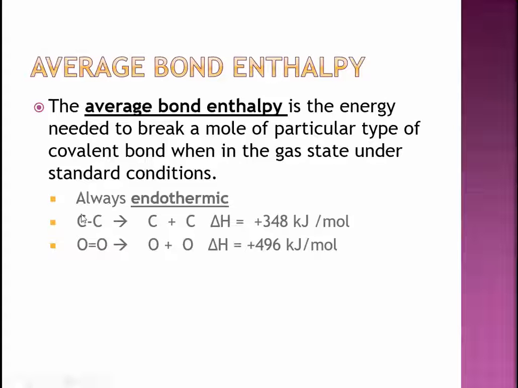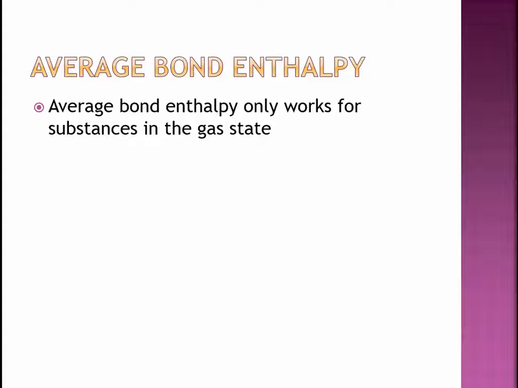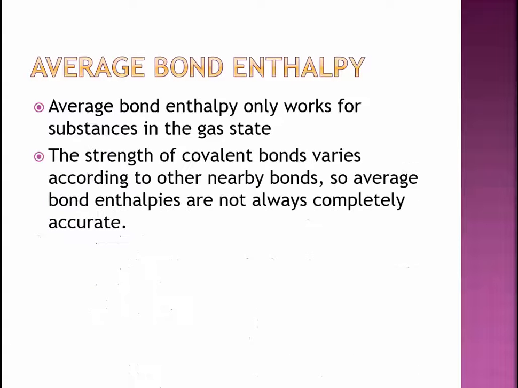So literally breaking 6.02 times 10 to the 23rd of these carbon-carbon bonds on average requires 348 kilojoules of energy to do so. And the oxygen-oxygen double bond is 496 kilojoules per mole. So as the definition suggests, this only works for substances in the gas state. And the strength of the covalent bonds varies according to other nearby bonds, so average bond enthalpies are not always completely accurate.